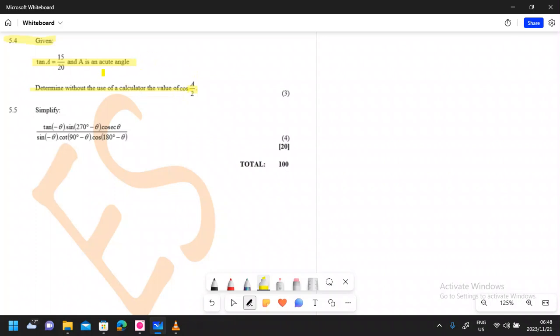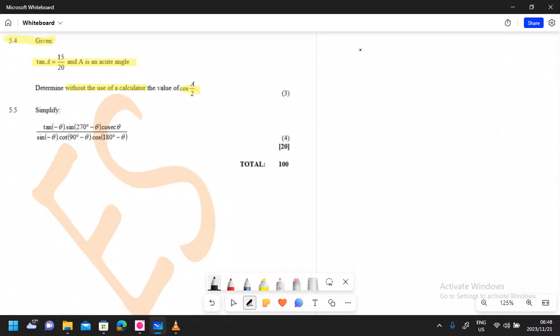So I hope you are able to see this. Here, guys, we are not allowed to use a calculator. So without the use of a calculator, I want you to give us the value of this. Now they will see if you use a calculator, because there are steps that you're supposed to show that you didn't use a calculator. So we have to be very, very smart.